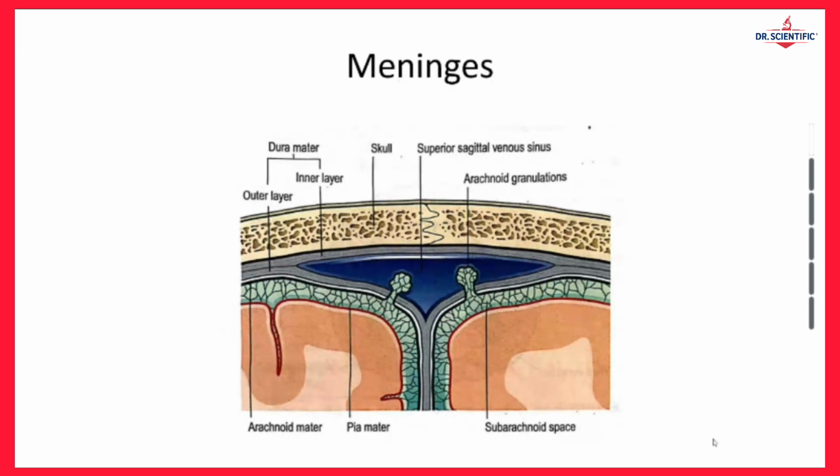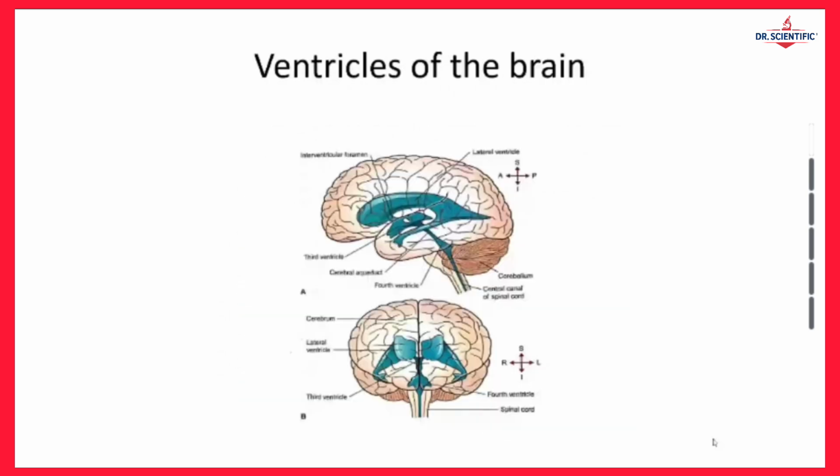Again, in the brain we also have ventricles. Those are basically the spaces within the brain that are filled with cerebrospinal fluid. And we have 4 ventricles: 2 lateral ventricles, a third ventricle, and a 4th ventricle. And then you can see the central canal of the spinal cord.